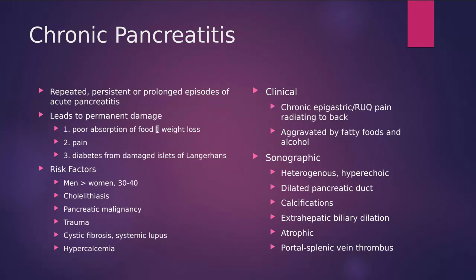Clinically, a patient's going to have chronic epigastric, right upper quadrant pain, back pain. It's going to be aggravated by fatty foods and alcohol. So these patients really need to be aware of their lifestyle. On ultrasound, the pancreas is going to start to become smaller. It's going to be more heterogeneous, more hyperechoic. We can see a dilated pancreatic duct. Of course, any prolonged process, we're going to see calcifications. We could see a portal splenic vein thrombosis. We could see extrahepatic biliary dilatation. So really a whole lot of things going on when we have this prolonged period of pancreatitis.